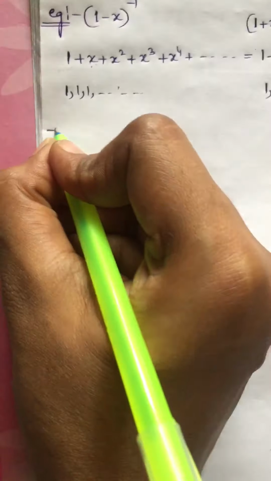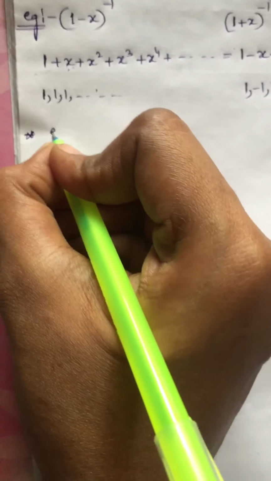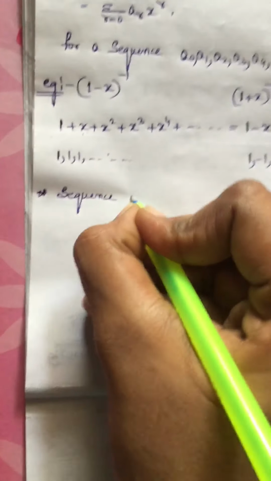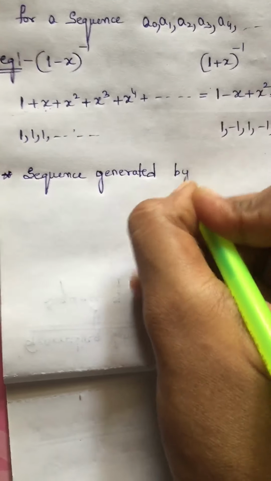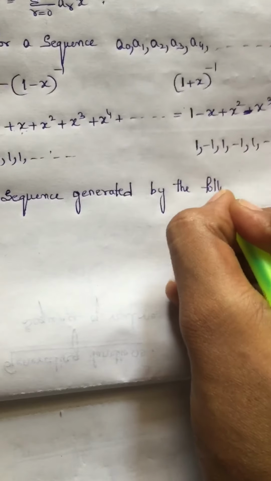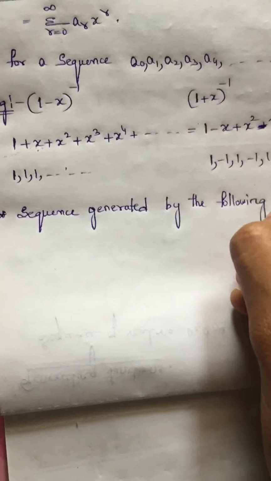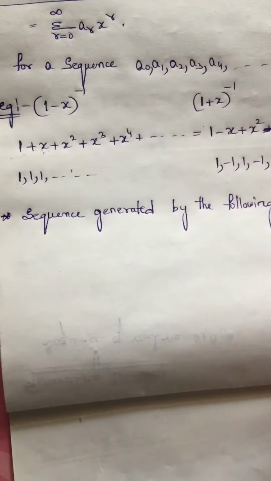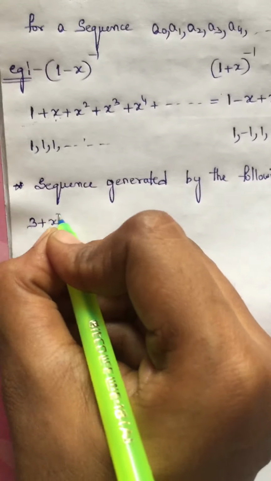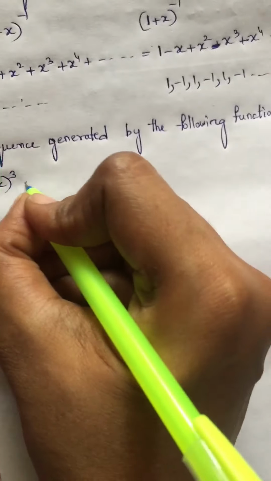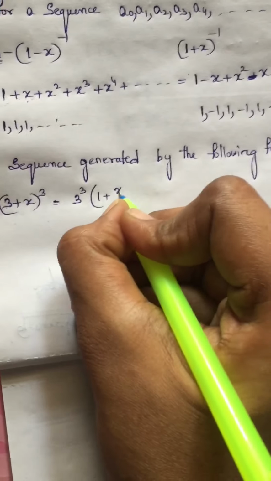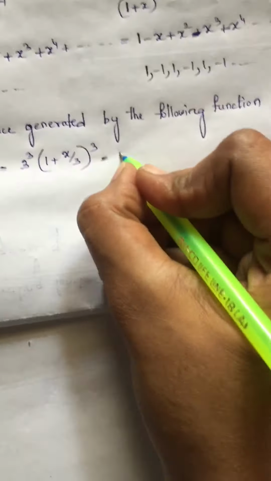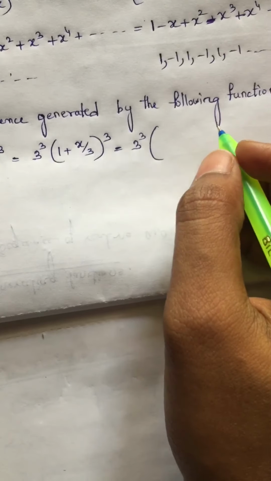Now taking another example, finding the sequence generated by the following function: 3 plus x whole cube. We have to take 3 cube common. Now the given expression will become 3 cube times 1 plus x by 3 whole to the power of 3. For 1 plus x whole to the power of n, we use the binomial expansion, nCr x power r.